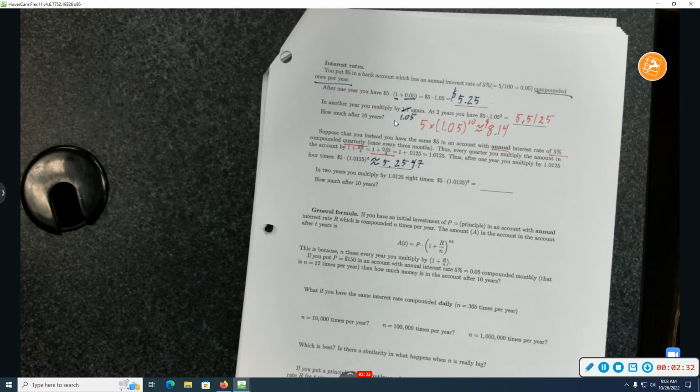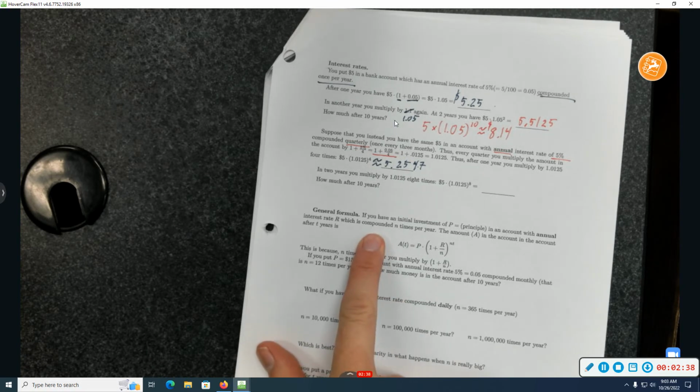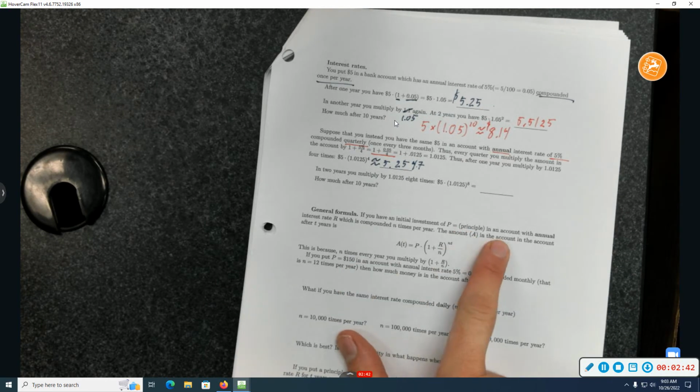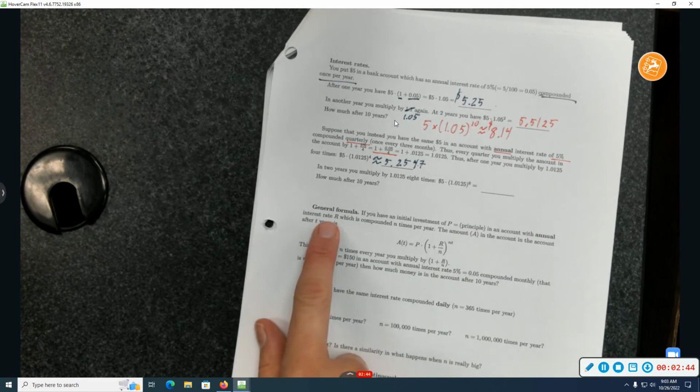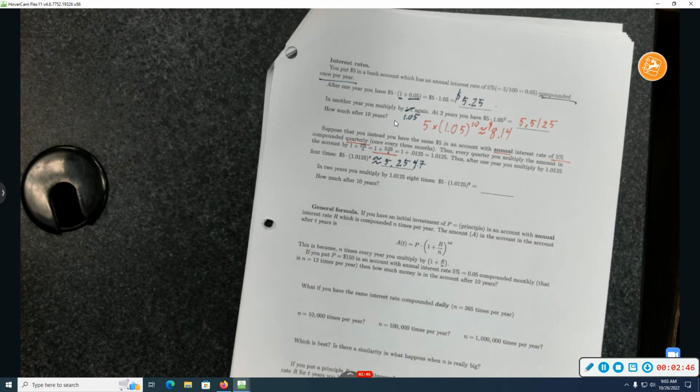And in fact, there's nothing special about the number 4. Here is the general formula. If you have some initial investment, P in principal, in an account with annual interest rate R, where, for emphasis, that word annual is important there. I mean, it could be like a weekly interest rate, and then just time would be measured in weeks instead of years.